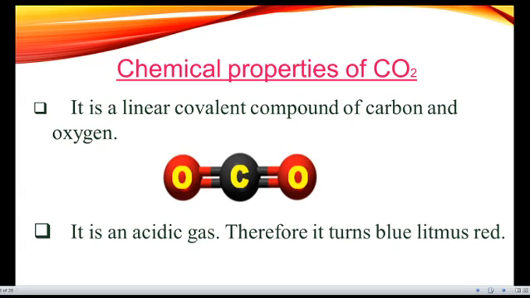So it is a linear covalent compound of carbon and oxygen. You know that carbon dioxide contains carbon and oxygen. Carbon and oxygen share their electrons and form covalent bonds, and they are in a straight line. So that's why carbon dioxide is a linear compound. It is an acidic gas. Therefore, it turns blue litmus paper red.